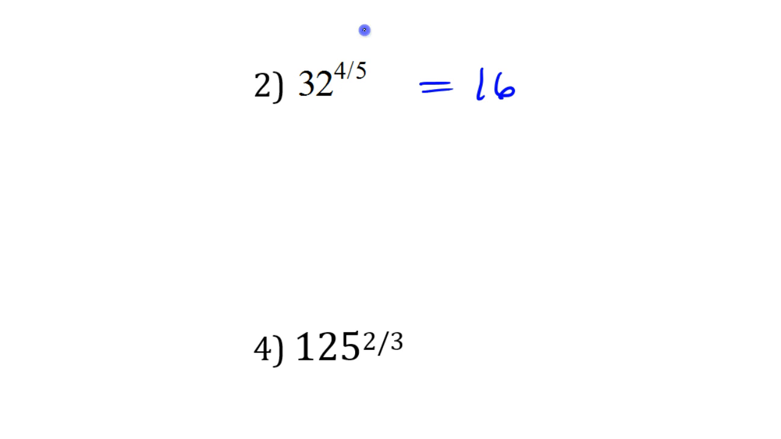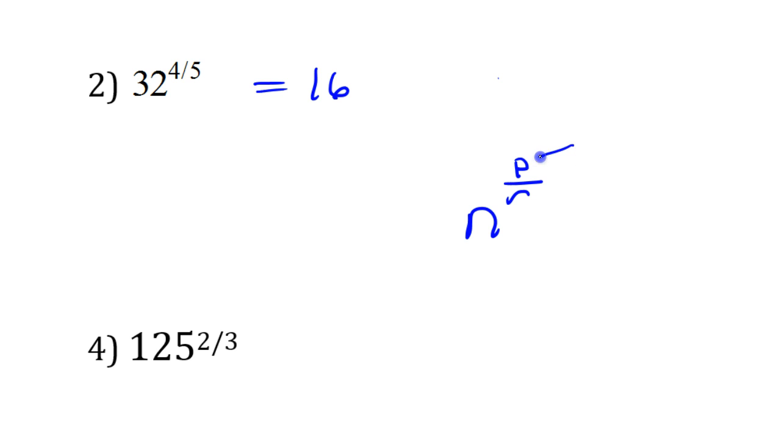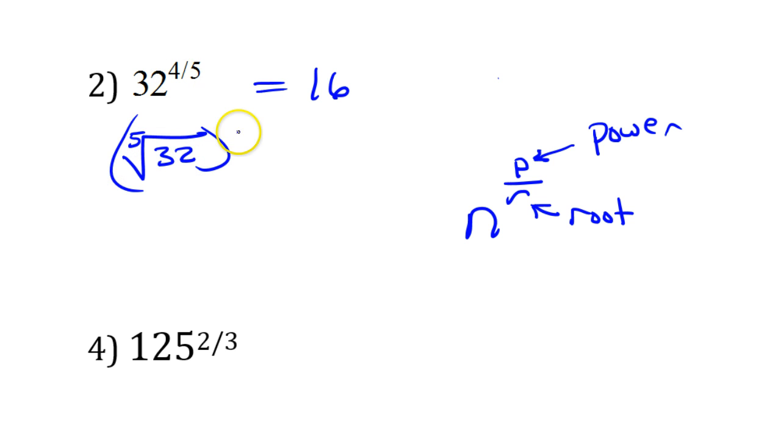Alright, you also could understand that when you have a fractional power, like if you have n to the p over r, then the numerator is always the power and the denominator is always the root. So it's always in the form power over root. So this is fourth power, fifth root. So fifth root, you say. So fifth root of 32. And then what, 4 is the power? So there you go, fourth power.